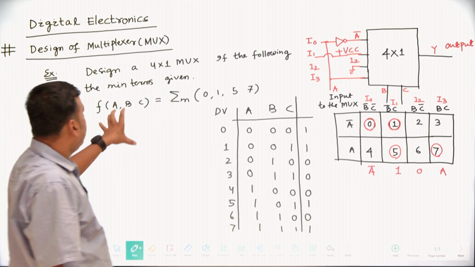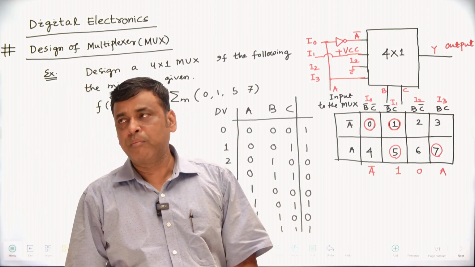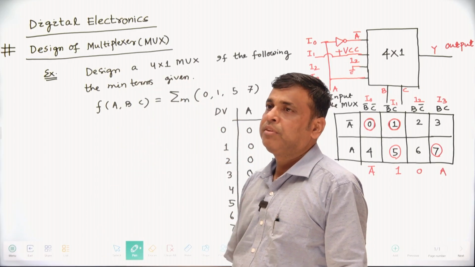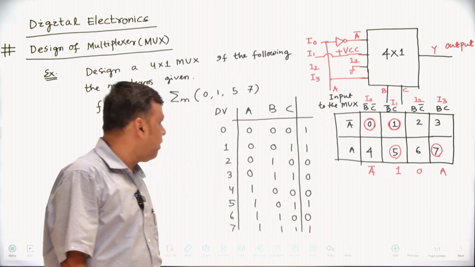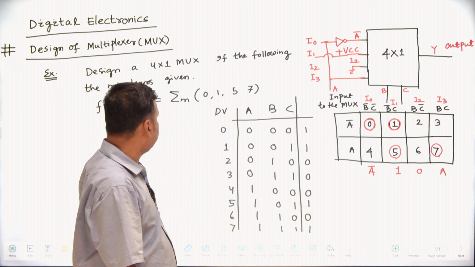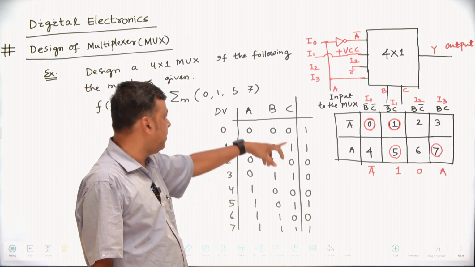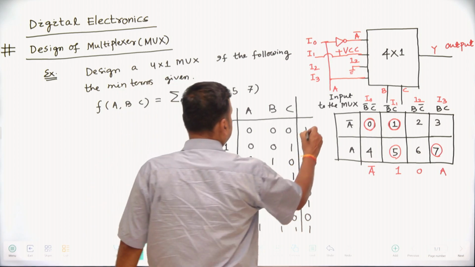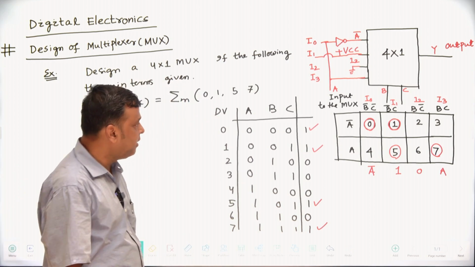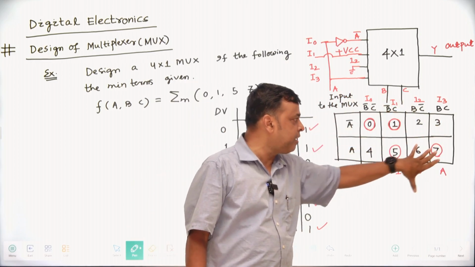If certain min terms are given and you have been asked to design a multiplexer, then in this way you can design it. One common thing is that first of all, prepare a truth table, that is your logic table. Since there are three variables A, B, C, identify where your min terms 0, 1, 5, 7 are. There are four min terms present, and this table is very important. First of all, prepare this type of table.